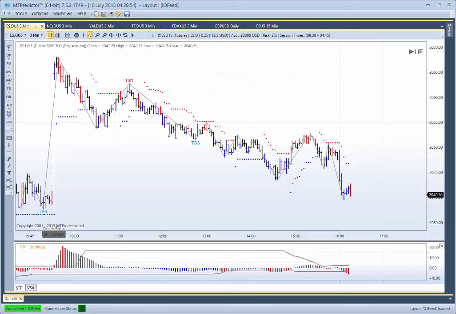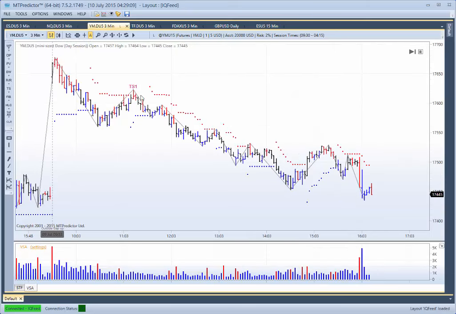In today's video I'd like to look at how the US E-minis unfolded yesterday, which was Thursday the 9th of July. In particular, I'd like to look at these TS1 cells on the 3-minute chart of the ES, and also a similar one unfolded on the YM as well.